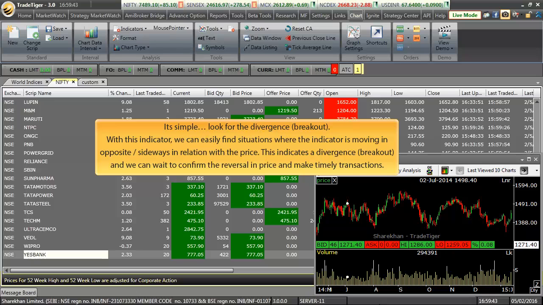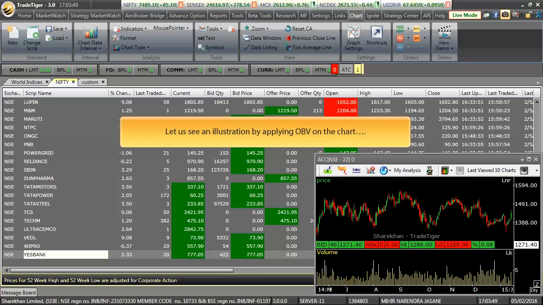With this indicator, we can easily find situations where the indicator is moving in the opposite or sideways direction in relation to the price. This indicates a divergence and we can wait to confirm the reversal in price and make timely transactions.